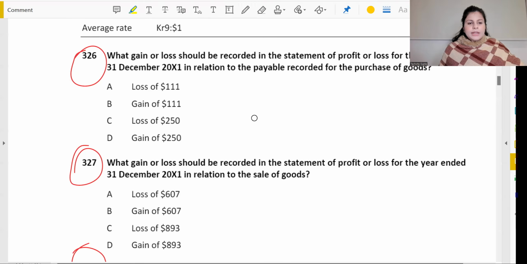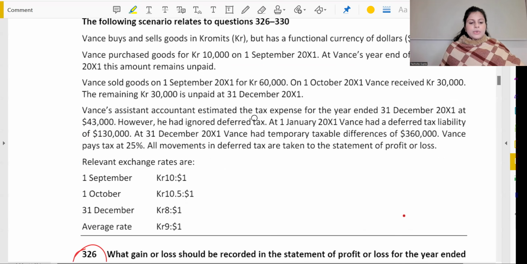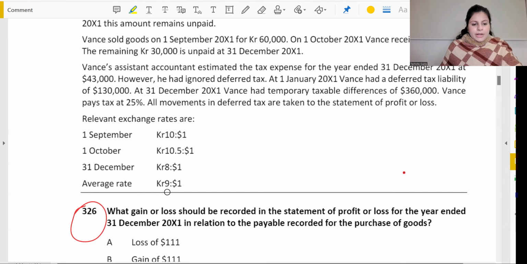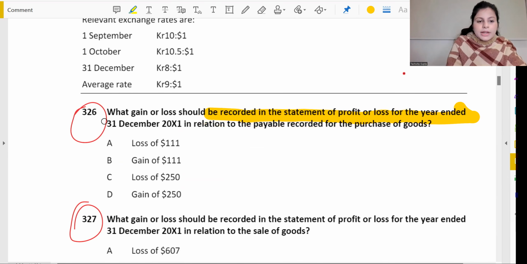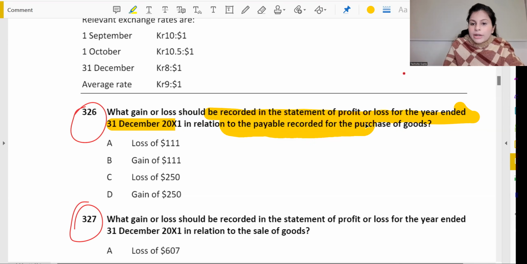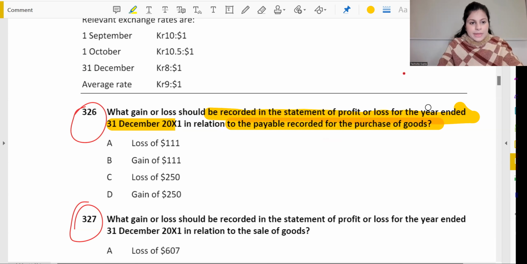Then let's see what's next. Okay. Another case study. Let's do it. Question number 326. Everyone, calculators out once again. This is a calculation based question where they'll ask you to prepare P&L and stuff. So profits are to be calculated. What's the first requirement? What gain or loss should be recorded in the statement of profit or loss for the year ended 31st December 2001 in relation to the payable recorded for the purchase of goods?